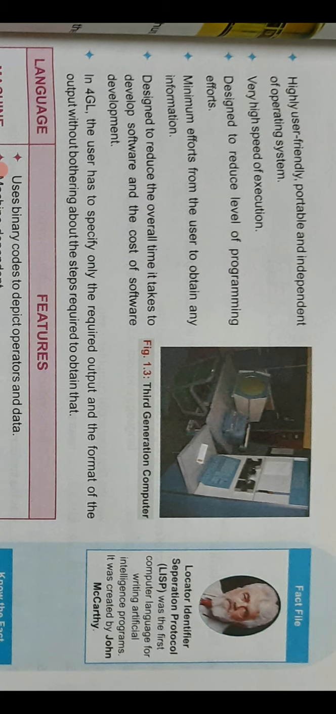Okay. Fifth point, designed to reduce the overall time it takes to develop software and the cost of software development. Okay, the last one, that is point 6. In 4th generation language, that is 4GL, the user has to specify only the required output and the format of the output without bothering about the steps required to obtain that.